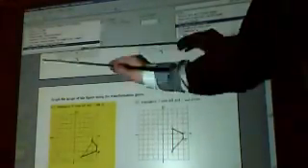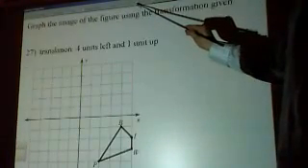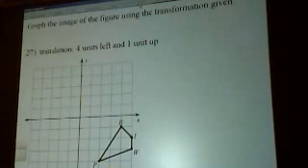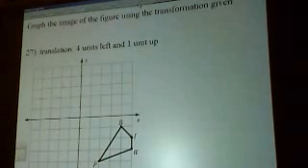Let's see if you can do one on your own, huh? Go ahead, see if you can do this on your own. Translate everything 4 units left and 1 unit up. Press pause if you got it.